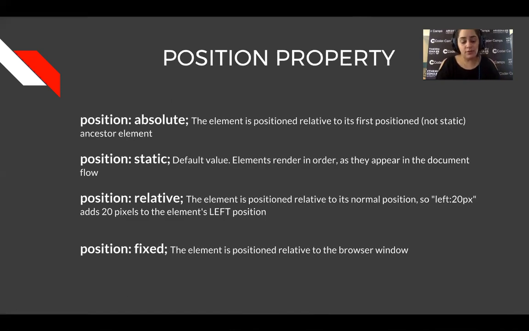The position property also has 4 values: absolute, static, relative, and fixed. Static is the default value. So if you never write a position property in your CSS, then its default value is static. Absolute, the element is positioned relative to its first positioned ancestor. Relative, it's relative to its normal position. So if I put left 20 pixels, it adds 20 pixels to the element's left position. Position fixed, the element is positioned relative to the browser window. So when you make your browser window smaller and bigger, the position of that element is fixed.